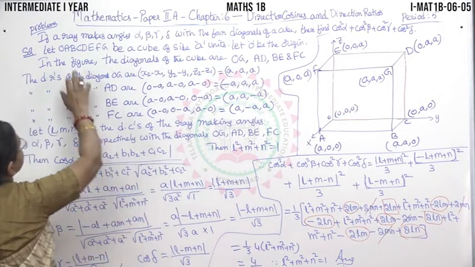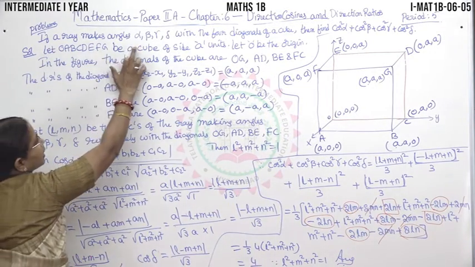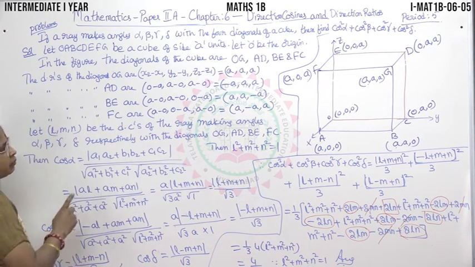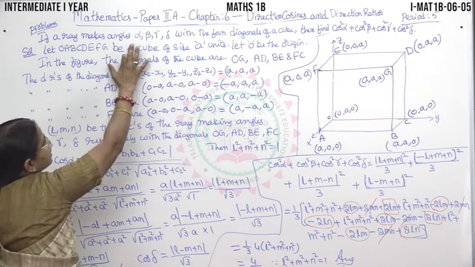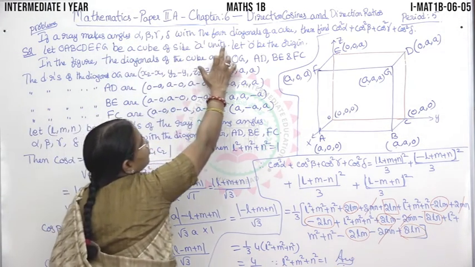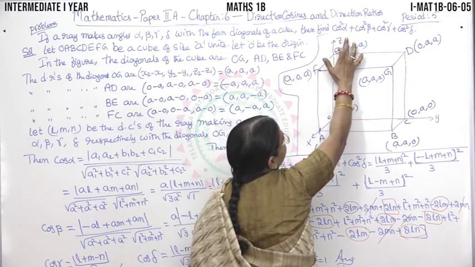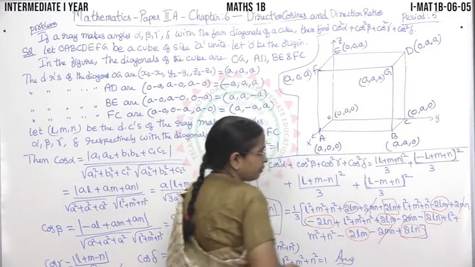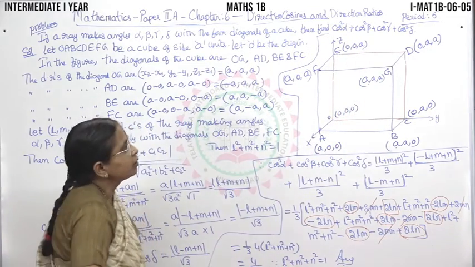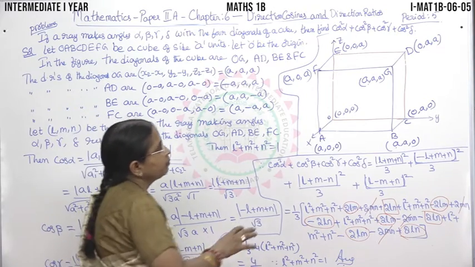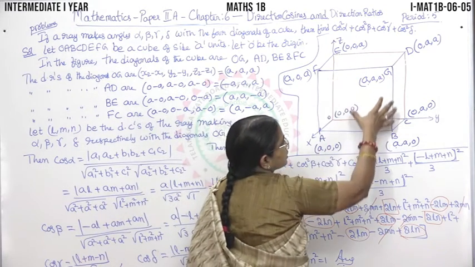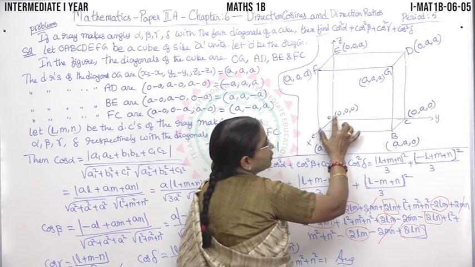See, the question is: if a ray, which means a half line, makes angles alpha, beta, gamma and delta with the 4 diagonals of a cube, then find the value of cos square alpha plus cos square beta plus cos square gamma plus cos square delta. So as we discussed, this is the cube, right?